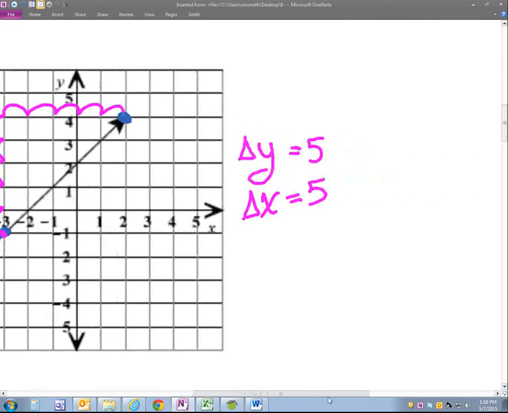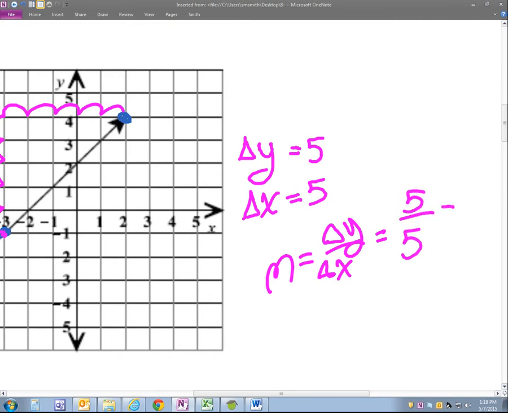Now we have to add it into the formula, which is m equals delta y over delta x. What's delta y, our change in y? 5. What's our change in x? 5. 5 over 5 is equal to 1. Now, whenever you're doing an improper fraction, leave it improper. You don't have to put it into a mixed number. One of the homework problems tonight will give you an improper fraction, so just leave it as an improper fraction.